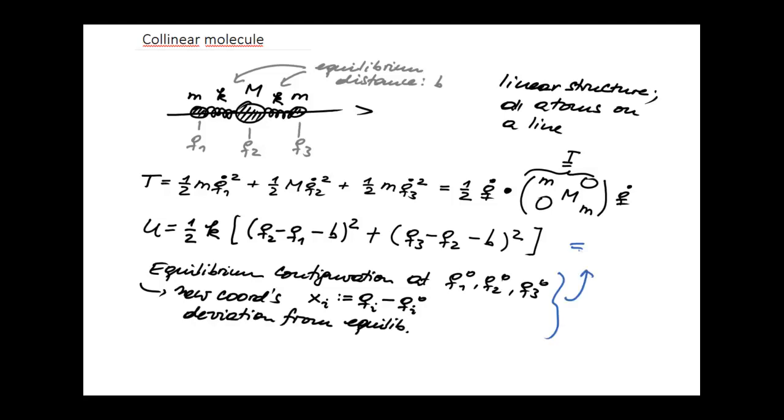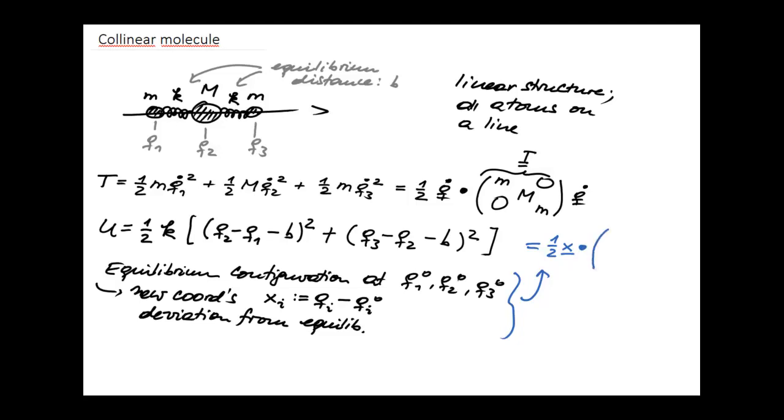Now, I would like to leave this to you as an exercise at home, that in terms of the new coordinates, you can write the potential energy in matrix form as 1/2 ordinary scalar product of x, this deviation vector, with the following matrix: k, minus k, 0, minus k, 2k, minus k, 0, minus k, k, this matrix acting on x. And this is the matrix V.